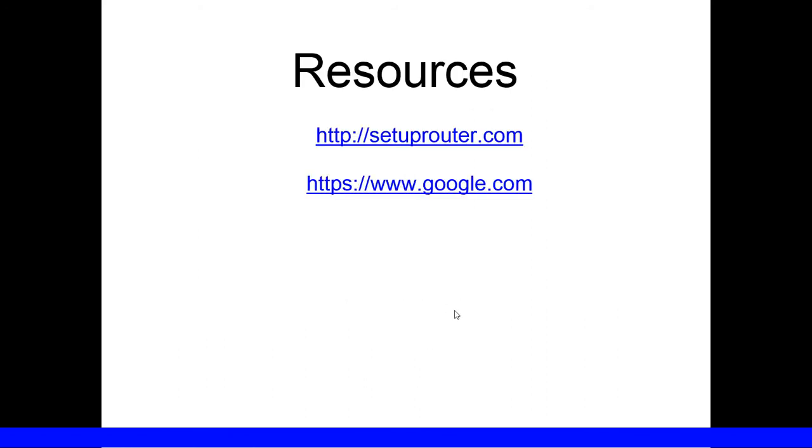But that's all I've got for you today. Here are a couple resources to help you get some more information on your router. If you need to get into your router, you can get some help finding your default gateway with either setuprouter.com, really good website, or you can just use Google and Google your router's model number. A lot of times someone else has already put up that information, but I'm willing to bet that setuprouter.com is going to be one of the top listings on your Google search anyway.